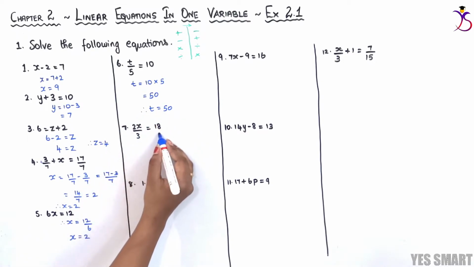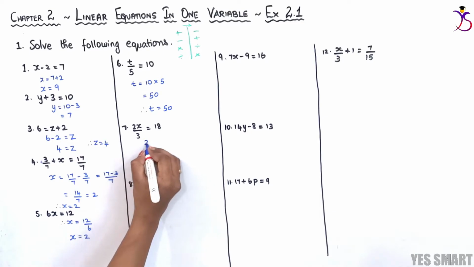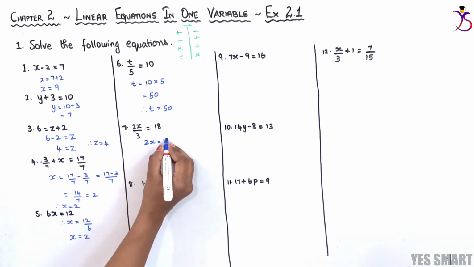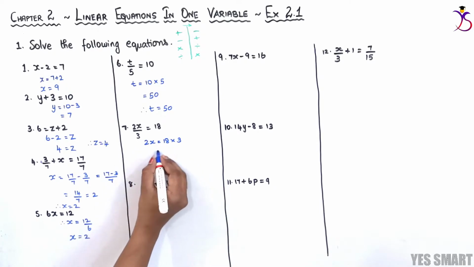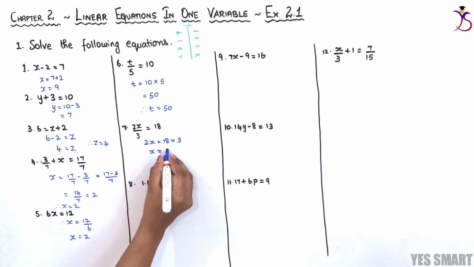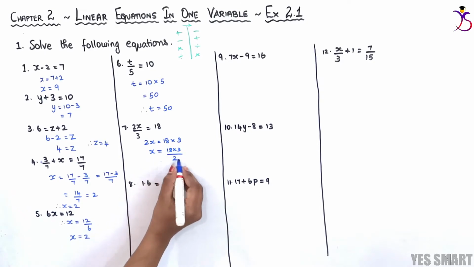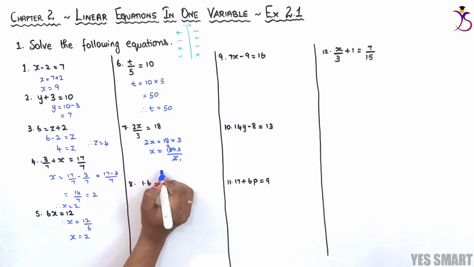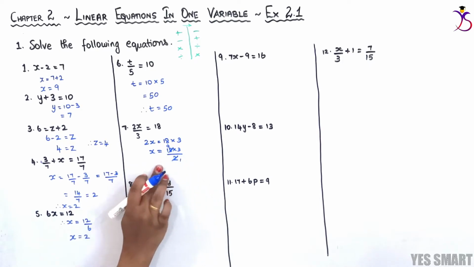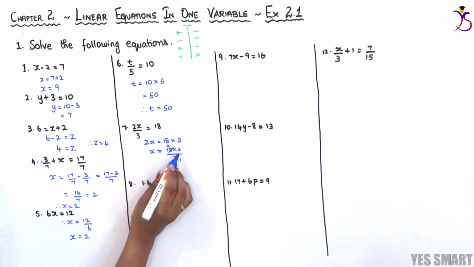Seventh sum, when you transpose this 3, it becomes multiplication. 2x is equal to 18 into 3. When you transpose this 2, it is in multiplication. Therefore, it becomes division. So, x is equal to 18 into 3 by 2. 2 1s are 2, 2 9s are 18. Now, 9 3s are 27. Therefore, x is equal to 27.